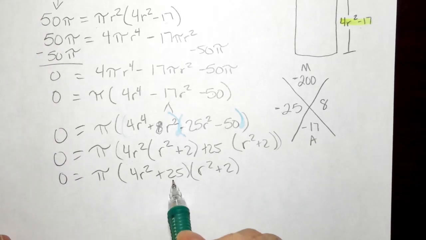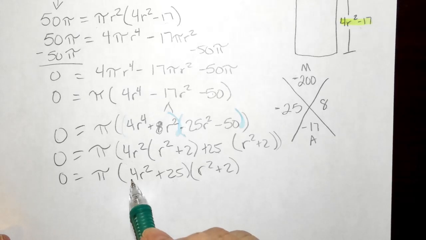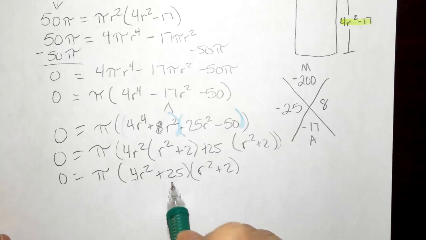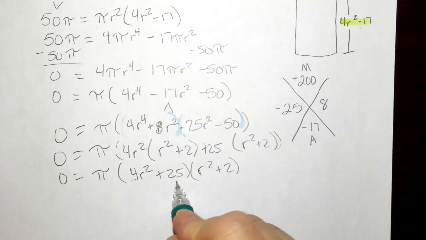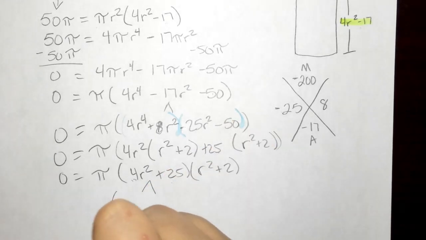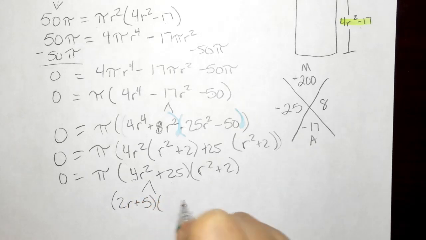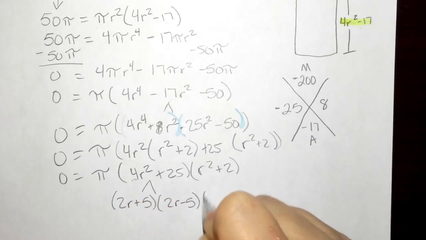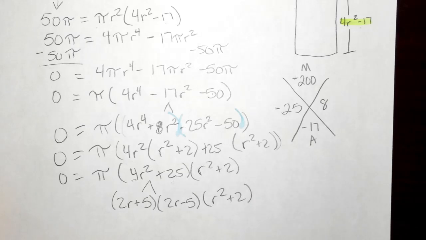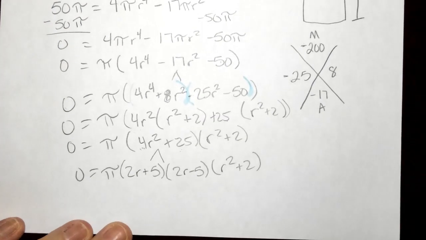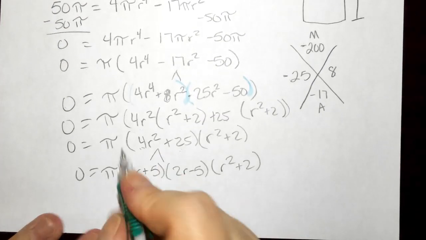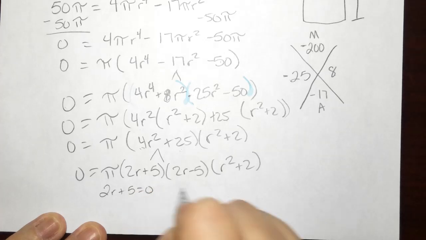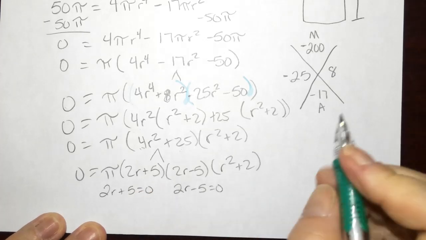Remember, we got to do the square root of 4, square root of 25. We can break this up and do the a plus b. So this becomes 2r plus 5, 2r minus 5, and then we have our r squared plus 2. All right, we do have the pi, but the pi is not going to help us in this case. We're just going to set each thing equal to 0. So we have 2r plus 5 equals 0, 2r minus 5 equals 0.